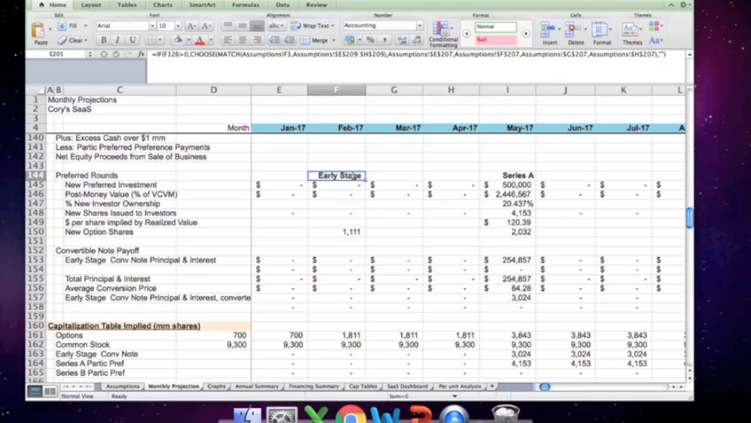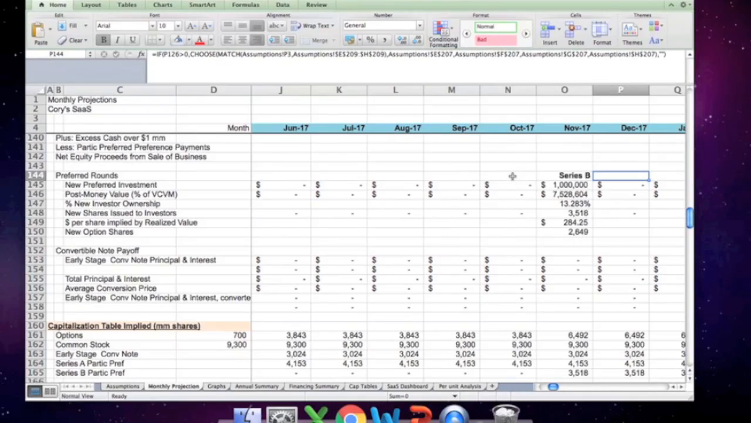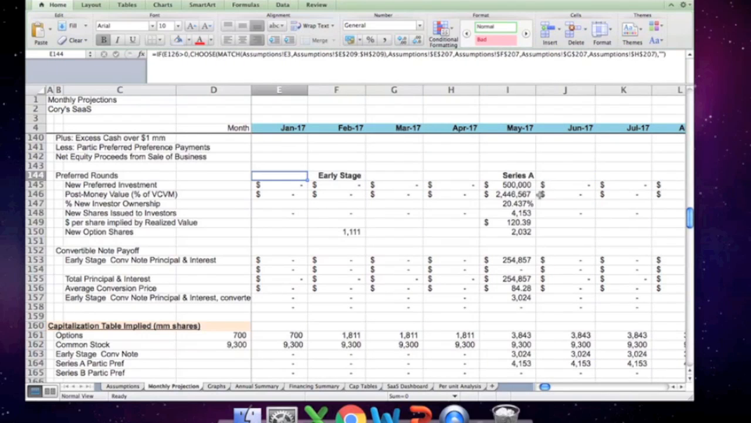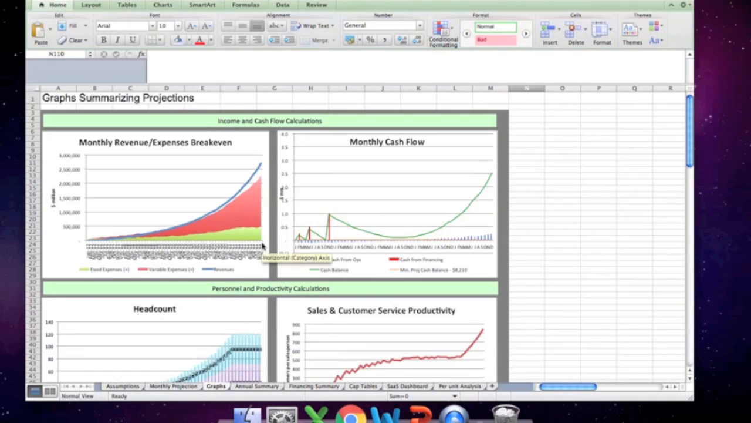Here is your early stage valuation. It's not a preferred round, but it does issue option shares. Series A valuation round is here. Series B is here. And it calculates a number of things, including what the post-money value is, what the new investor ownership is, new shares issued, and so forth. There are a number of graphs which can model what's going on. Here's the monthly cash flow graph, which you saw earlier in this presentation, right beside the break-even, the income statement break-even graph, if you're into that. There are a number of other graphs too.